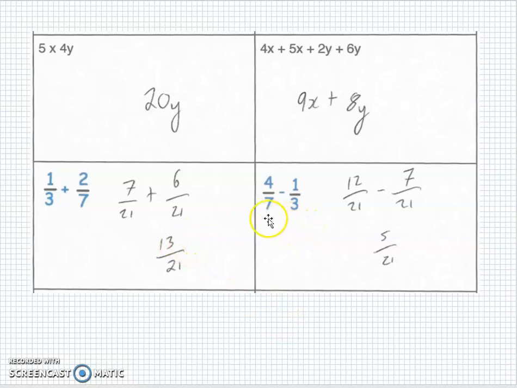So here we've also got 7 and 3. So again, we're looking for that 21. We're multiplying this fraction here, top and bottom, by 3. And then the second one by 7. So that gives you 12 21sts, take away 7 21sts. So 12 take away 7 we know is 5. So 5 over 21, which cannot be simplified.